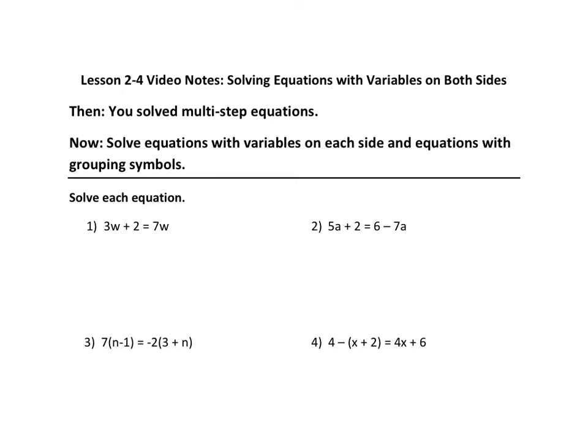All right, we are going to be working on lesson 2-4. And what we're going to look at is we've been solving multi-step, and now we're going to stick a variable on each side. So if you can look here at number 1, we now have a W on the right and left-hand side. Number 2, we have an A on both sides. Okay? All right, so let's take a look here at number 1.